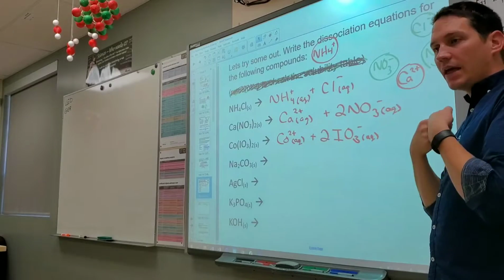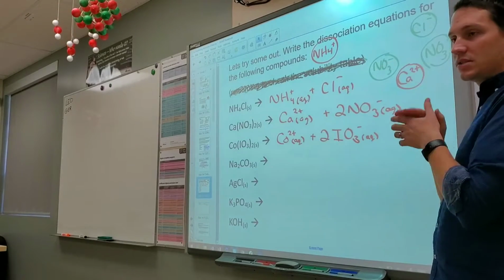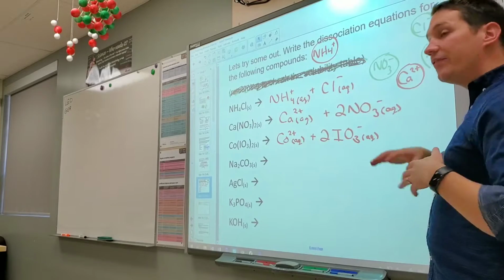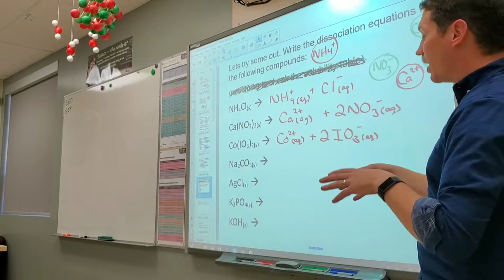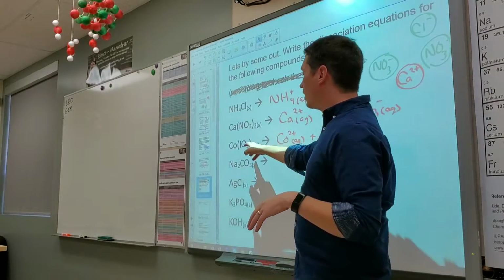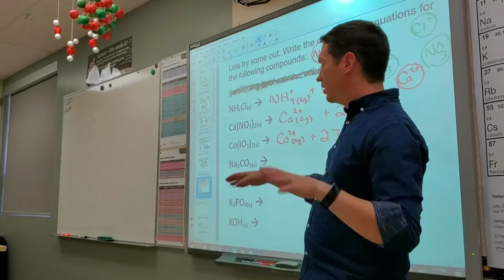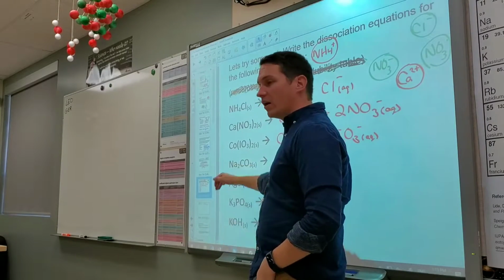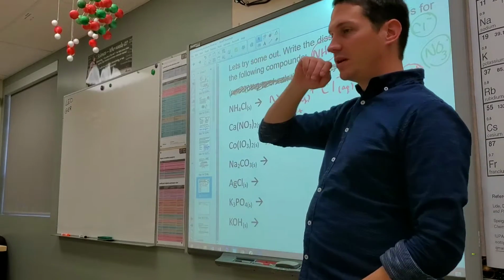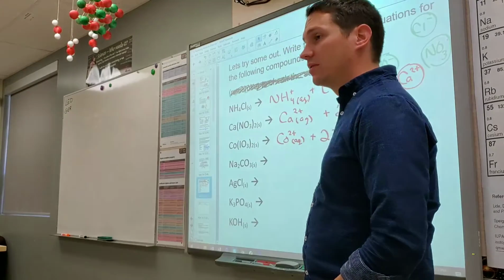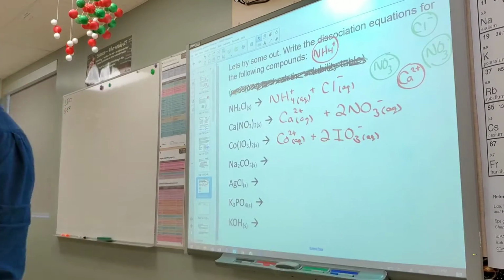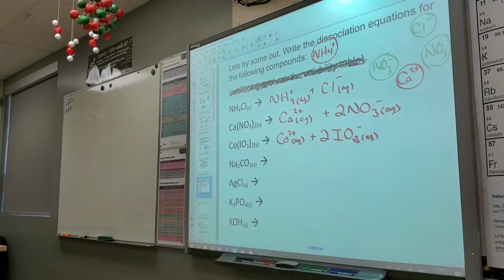Are the two nitrates stuck together? No. If they were stuck together, then we might write N2O6 or something like that. But because they're independent, in here, these two sodium ions, what's the charge on one sodium ion? That's 1. It's 1 positive, right? Yeah. So we're going to make 2 totally independent sodium ions.